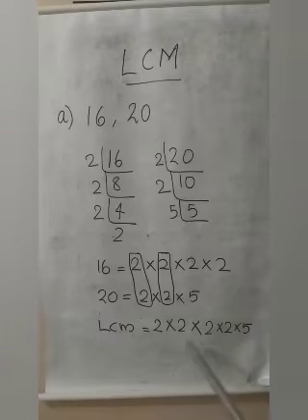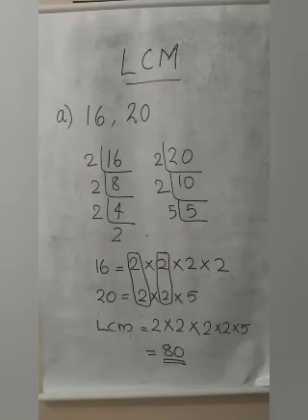So we wrote down the factors. Now what is the LCM? 2 into 2 is 4, 4 into 2 is 8, 8 into 2 is 16, 16 into 5 is 80. So the LCM of 16 and 20 is 80. So we got the LCM as 80.